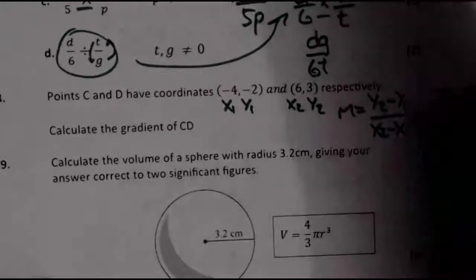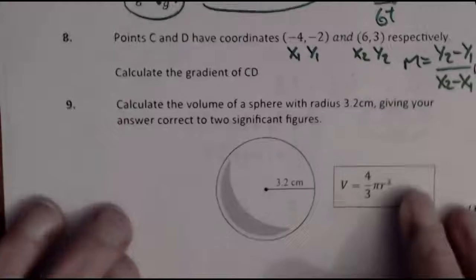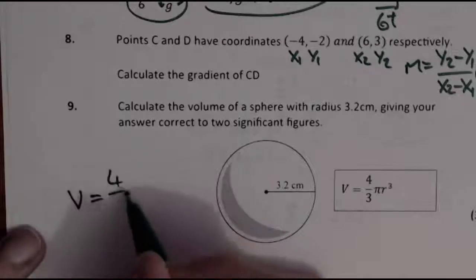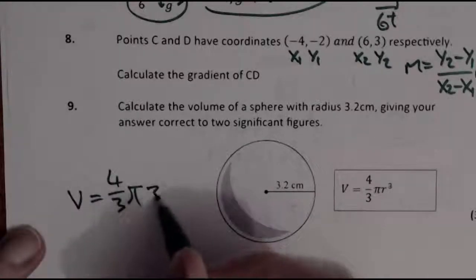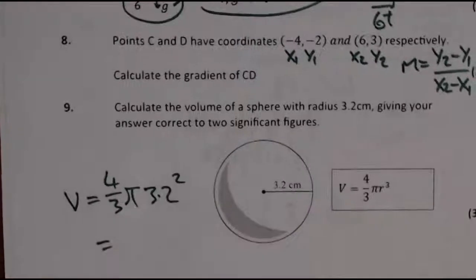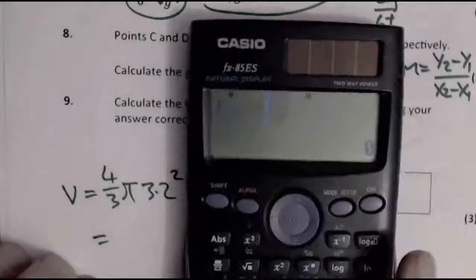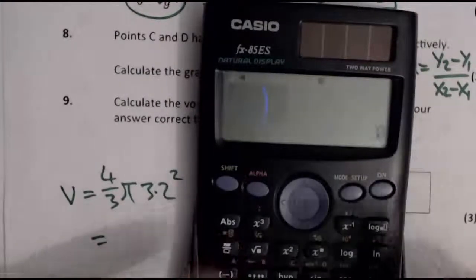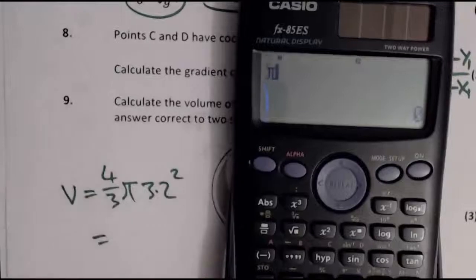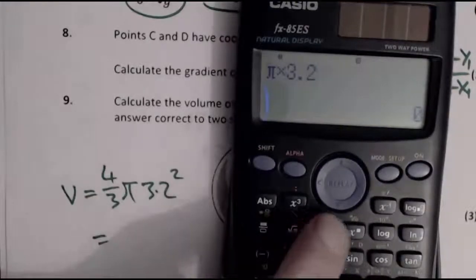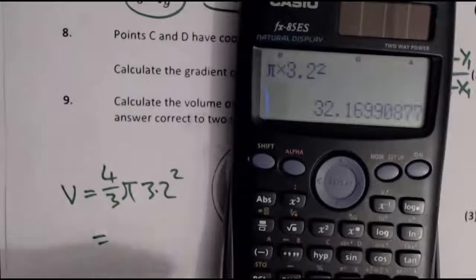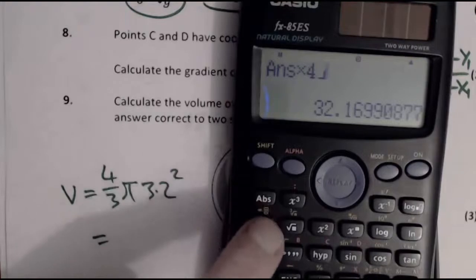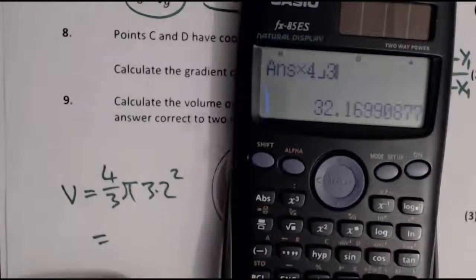Right, calculate the volume of this to two significant figures. Right, so what we do is we just rattle all this into this equation. 4 over 3 pi, and then we've got 3 times 2 squared. You then will have a calculator. So let's get this. In fact I'm just going to say pi times 3.2 squared times 4 over 3, and then press equal.